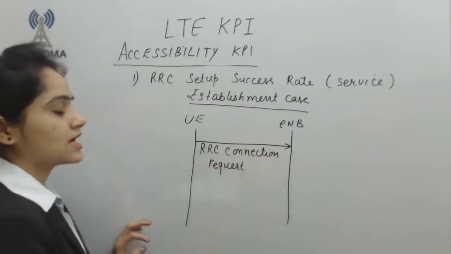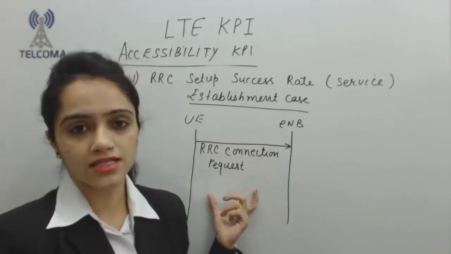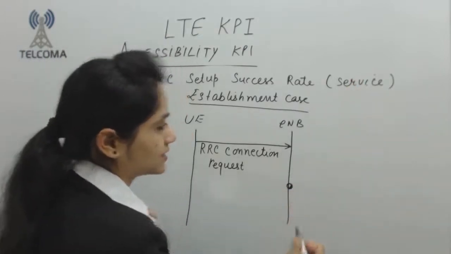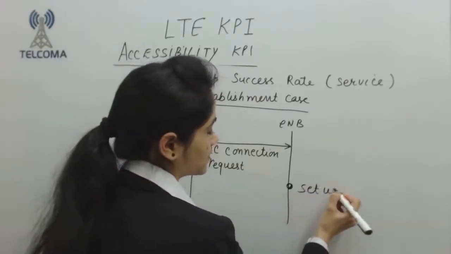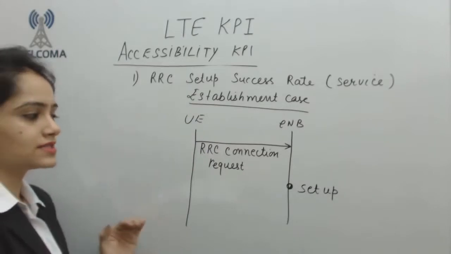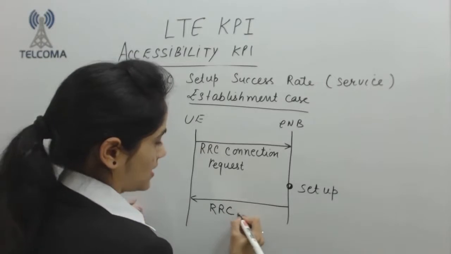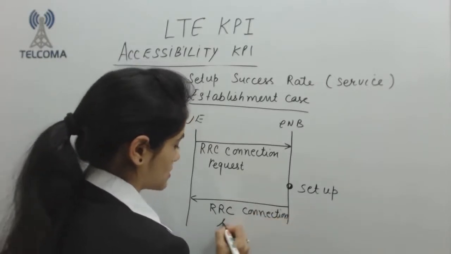That means the user is sending a request message which says: please connect RRC with me, I want to access the service. That means at the eNode B end there is a setup of RRC connection for this particular user equipment, and after setting up there is a response message back, which is RRC connection response.